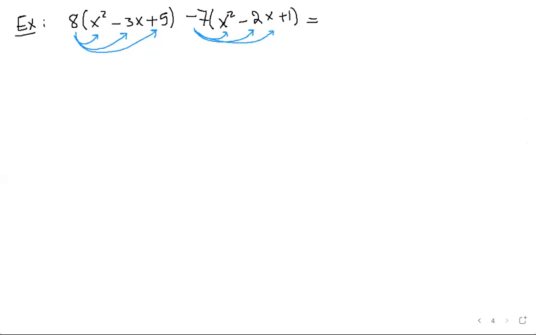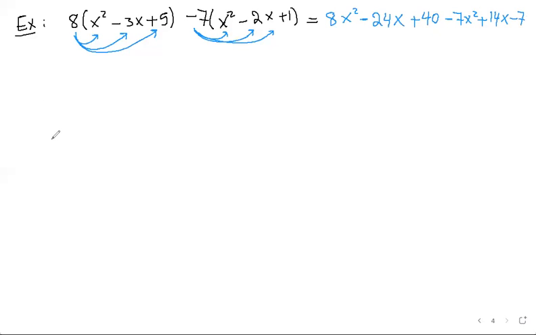Exactly. So again, it will be 8x squared minus 24x plus 40, minus 7x squared, minus 7 times x squared, plus 14x, minus 7.